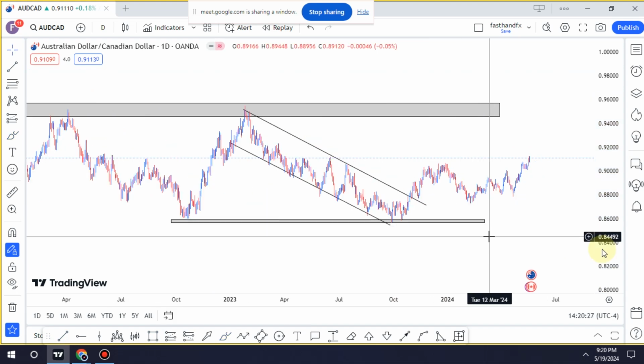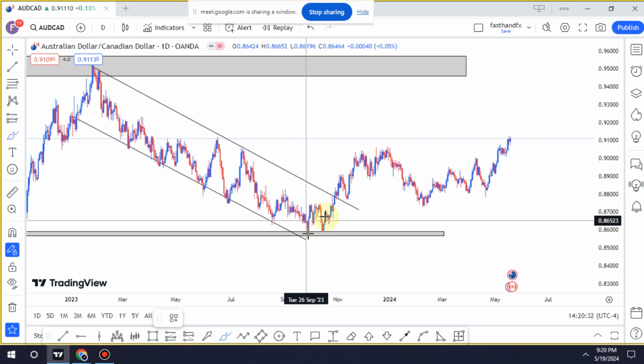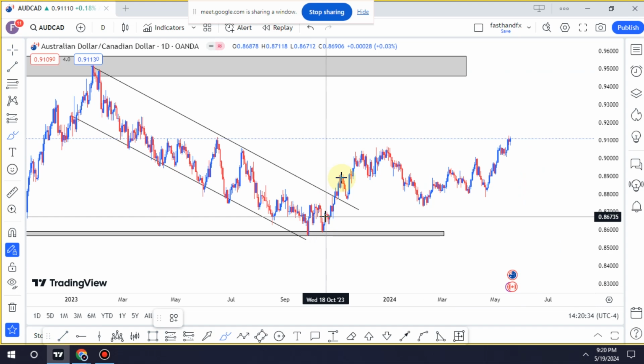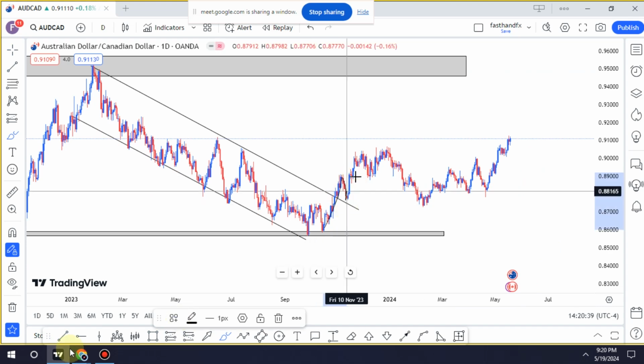Now remember how I said you should take your entry. Actually, I never told you about two scenarios. If price just breaks with an impulse and you anticipate a correction, that's when you take your entry.